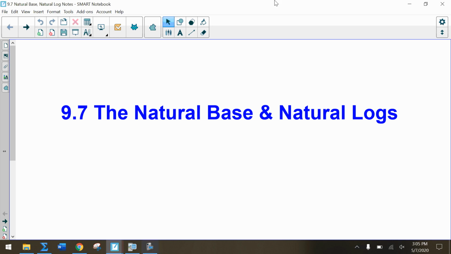So today's lesson will be on the natural base and the natural log, and we're going to talk about what those are and how to utilize those within this current unit.